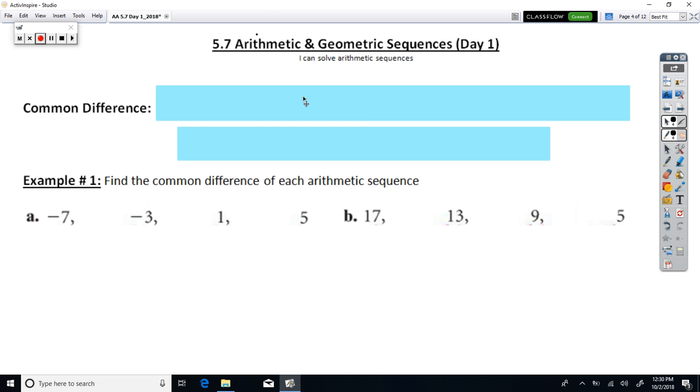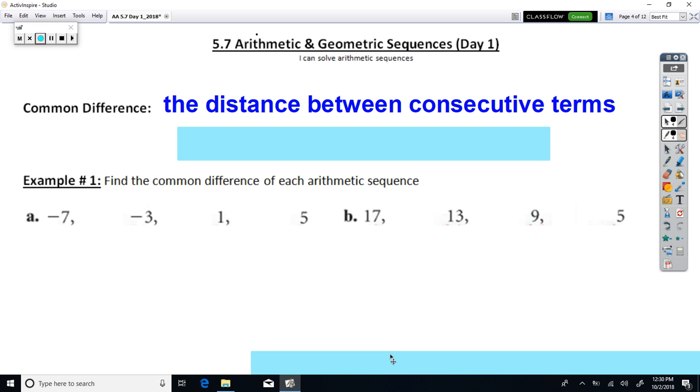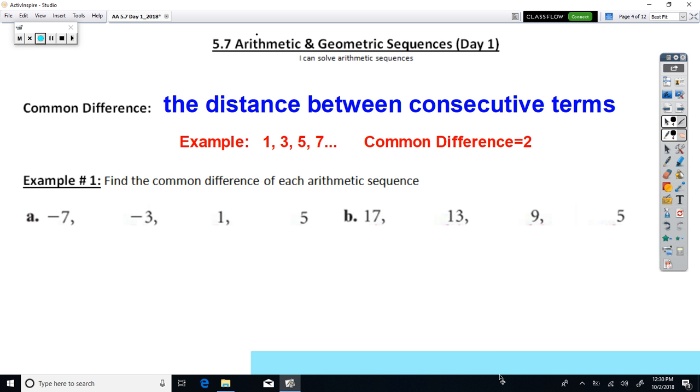So today when we're looking at arithmetic sequences, we have the first vocab word, which is the common difference, which is the distance between consecutive terms. So basically how much you're adding to get to the next term every time. An example would be the odd numbers, 1, 3, 5, 7. The common difference there is 2. 1 plus 2 is 3, 3 plus 2 is 5, 5 plus 2 is 7.